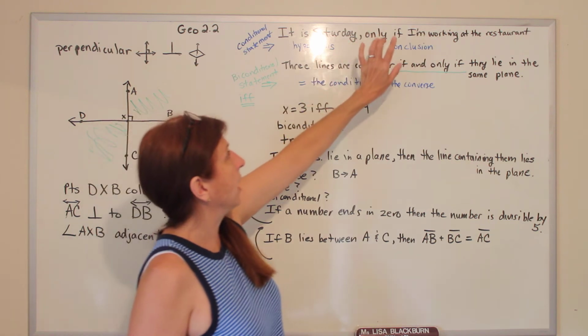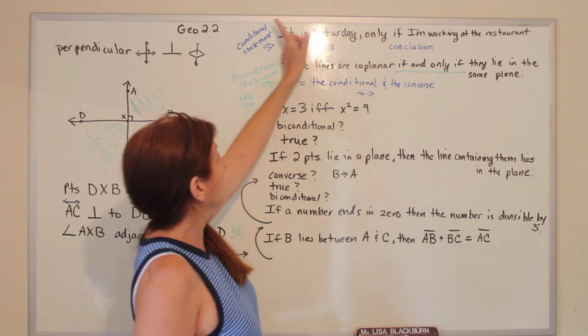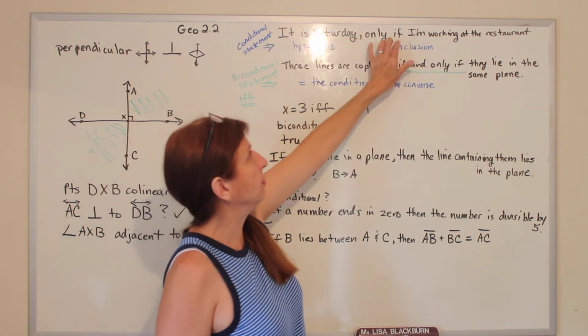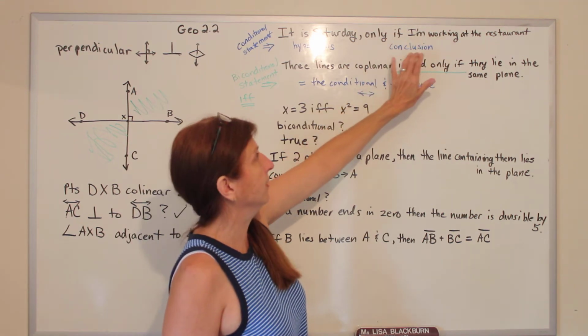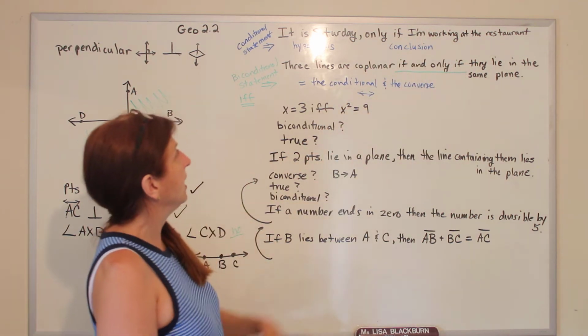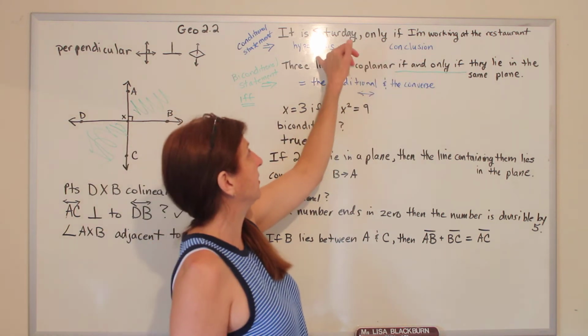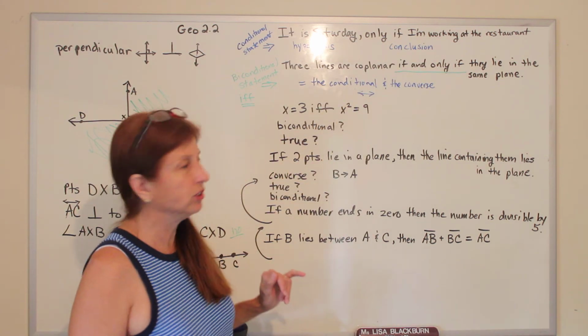It is Saturday only if. So you don't put the if there and you don't put then here. Instead you say only if I'm working at the restaurant. So this is the hypothesis, that's the A, this is the B, that's the conclusion.